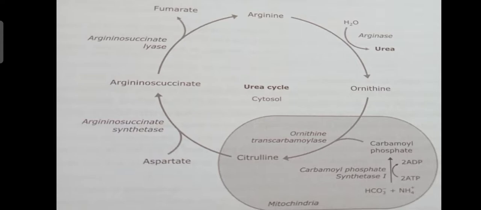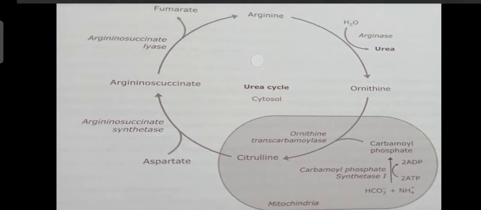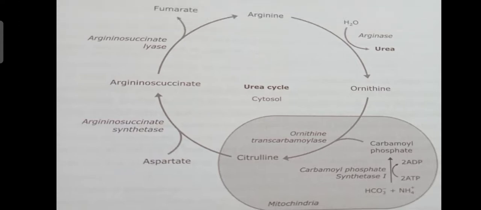Then formation of arginine. Here you can see the formation of arginine and fumarate, which is an intermediate of TCA cycle, citric acid cycle. Then fumarate provides connecting link between the TCA cycle, that is citric acid cycle, and gluconeogenesis. Fumarate is again converted to oxaloacetate through fumarase and MDH, which is transaminated to aspartate. Then another step is formation of urea. It is the last step.